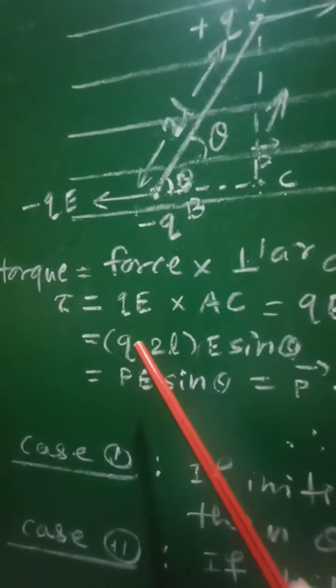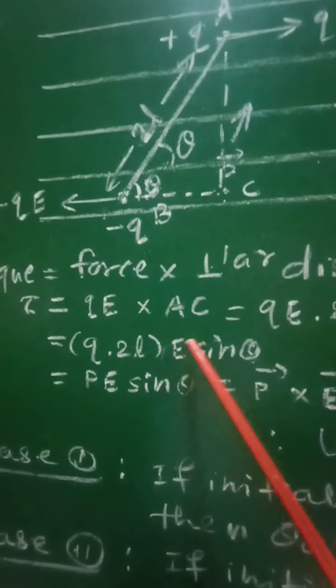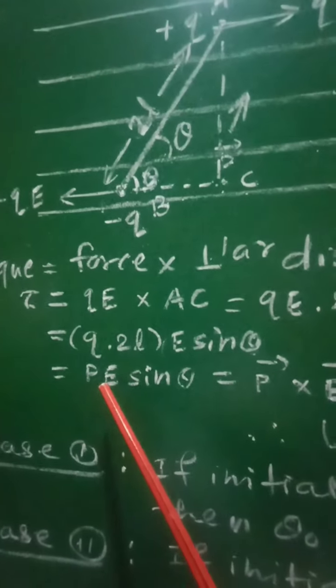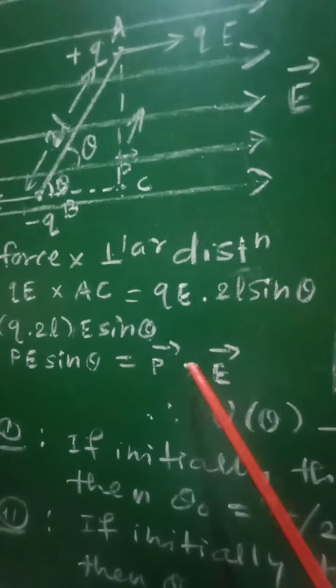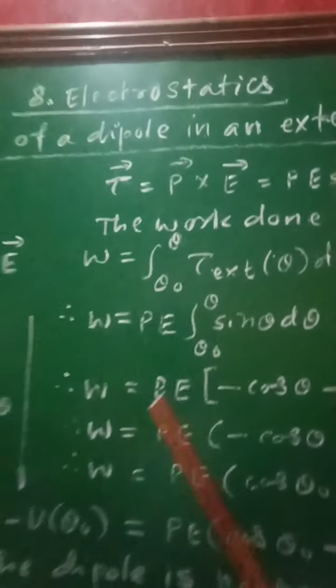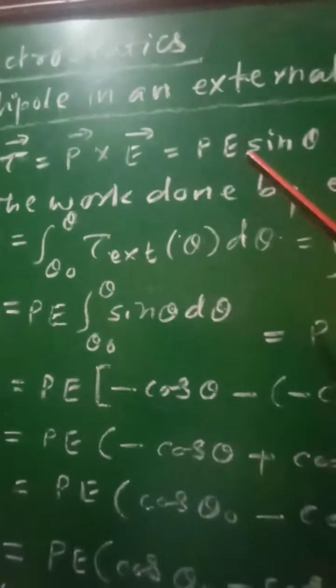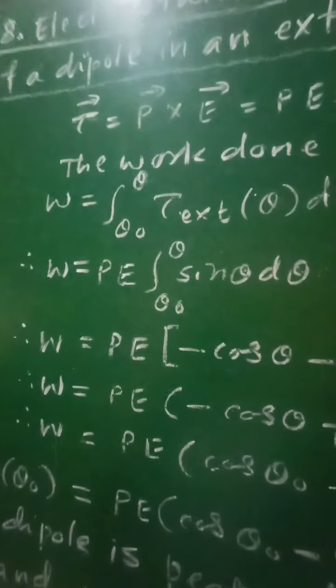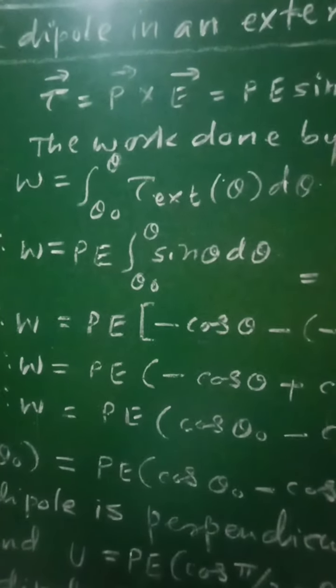But q into 2l represents p, and therefore into E sin theta we will get pE sin theta, which can be written as the vector product of vector p and vector E. So the torque acting is equal to vector p cross vector E equal to pE sin theta, and therefore in order to neutralize this torque, some external torque must be exerted on this electric dipole.